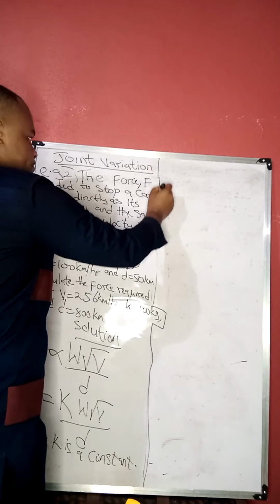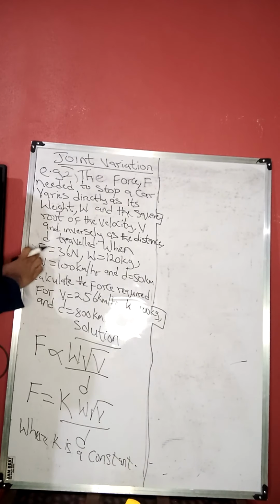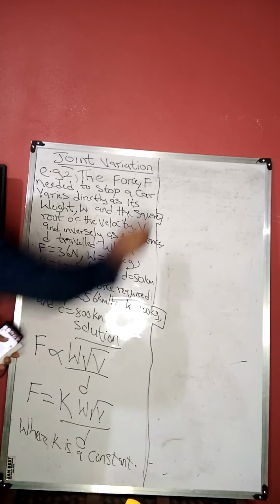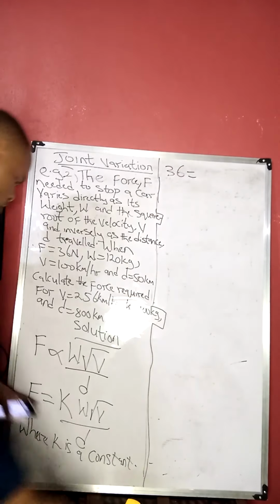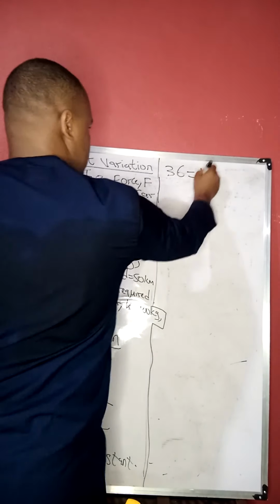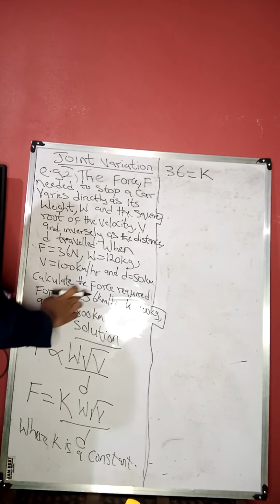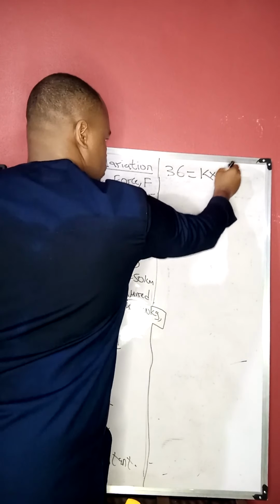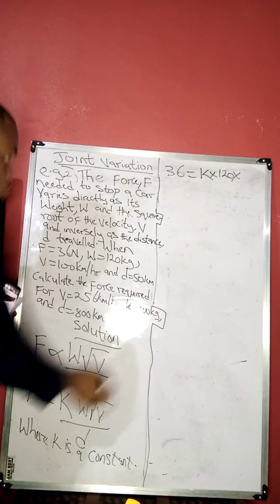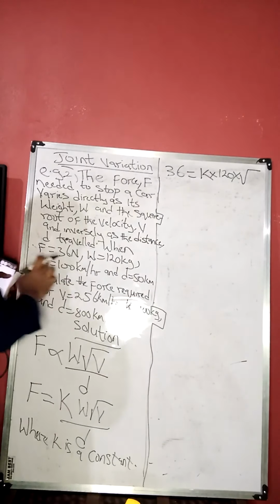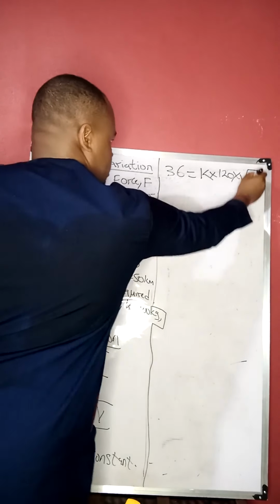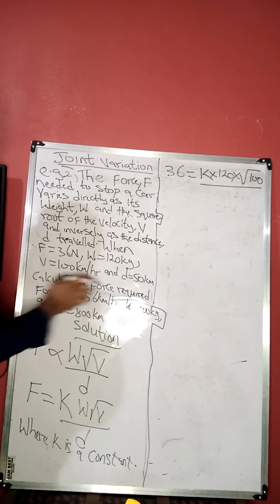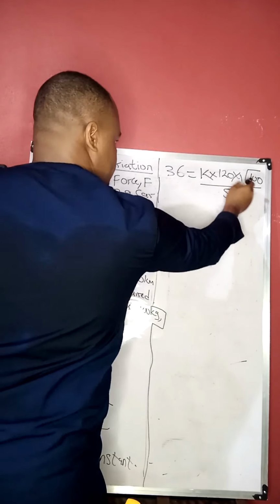Alright, I continue here. Now the question gave us values. When F is 36, so in this equation, anywhere I see F, I put 36. 36 equal to, I don't know my value of K. K is a constant. That's what we are looking for. W is 120. I have 120 times square root of V. V is 100, 100 all over D. D is 50. I have 50.